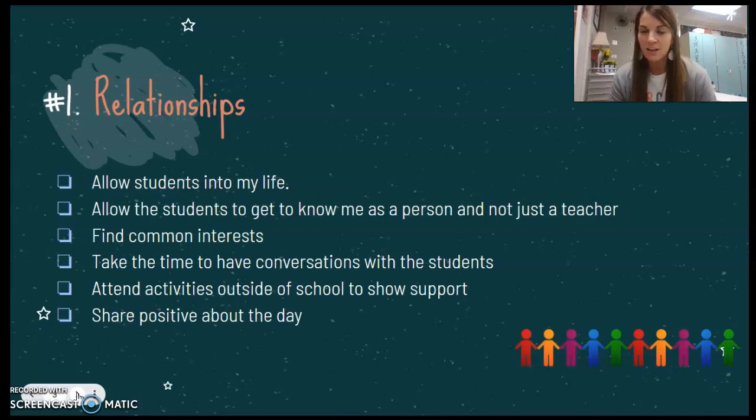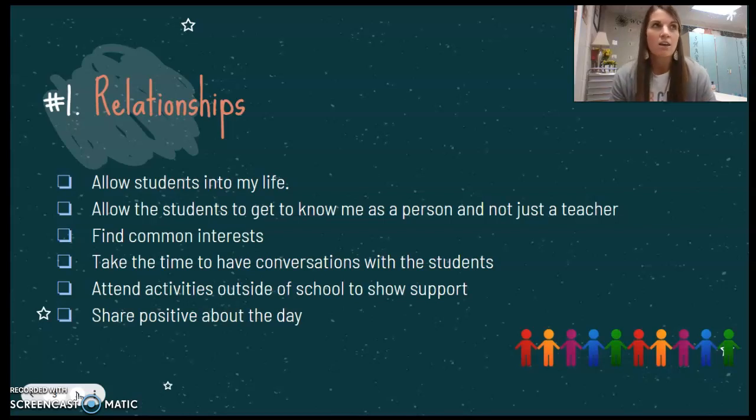Find common interests. Personally, this year, I am a huge Green Bay Packers fan, and I swear my entire class is a Kansas City Chiefs fan. And so that is our common interest. We talk about football. Find those interests that keep those kids engaged and they want to talk to you. Take the time to have the conversations with the students.